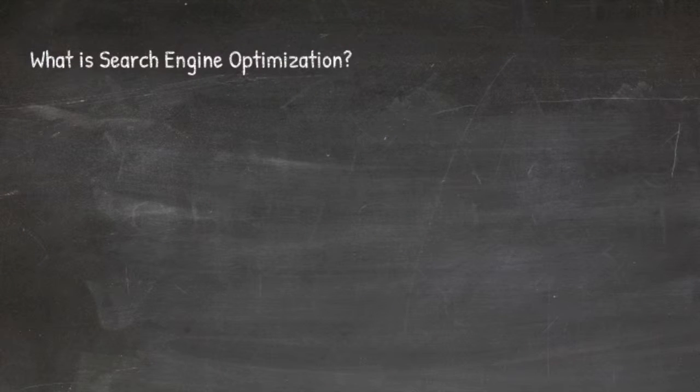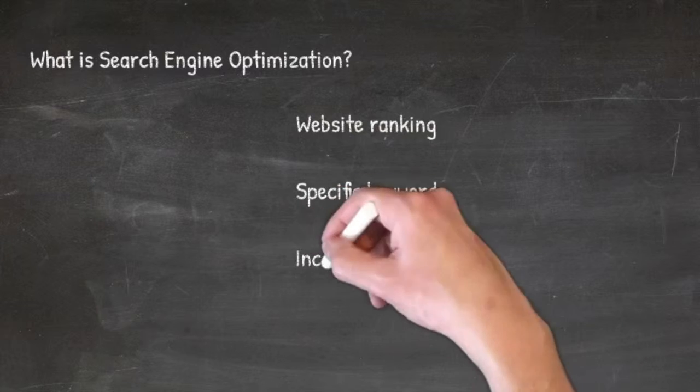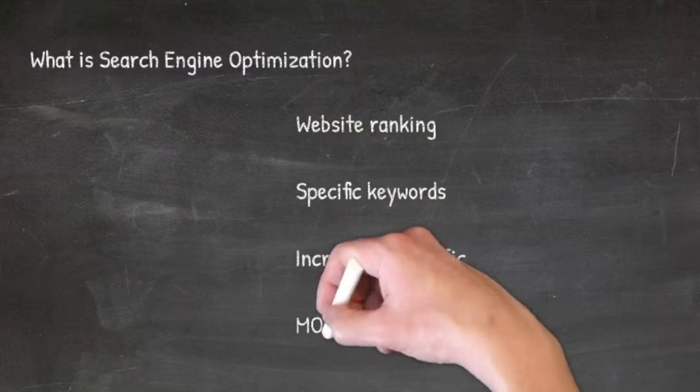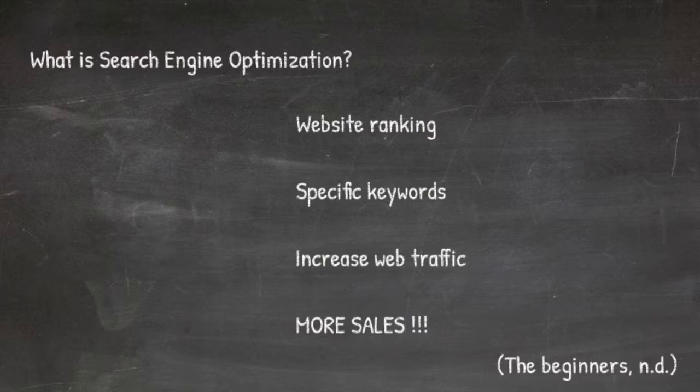Search engine optimization is a marketing technique that is used to increase the visibility of a website with organic, meaning non-paid, search engine results. The goal is to improve the ranking of a website against specific keyword searches to drive more traffic to the website as a method to increase product or service awareness and sales.